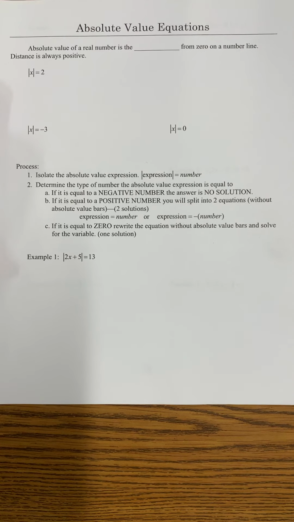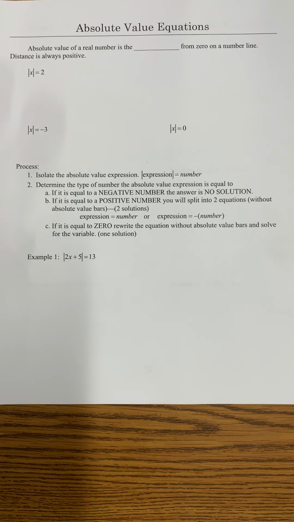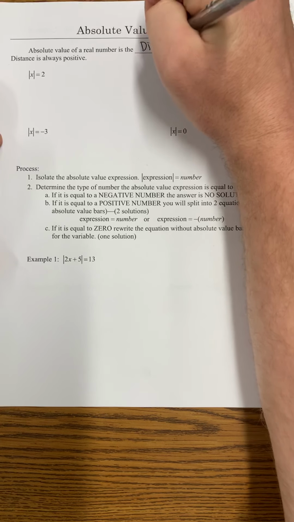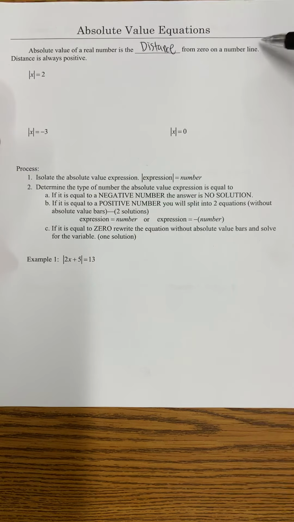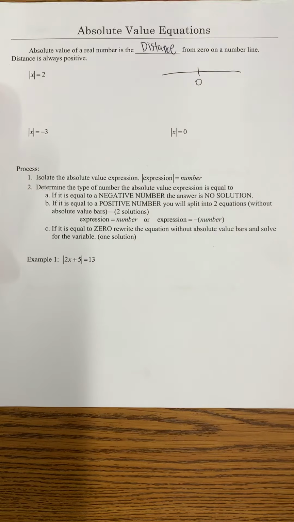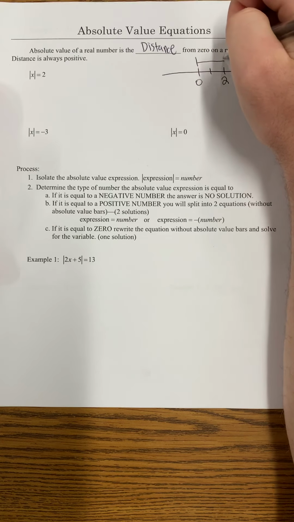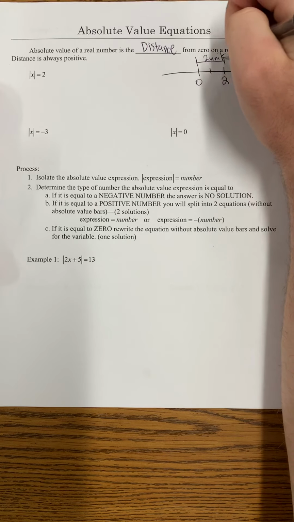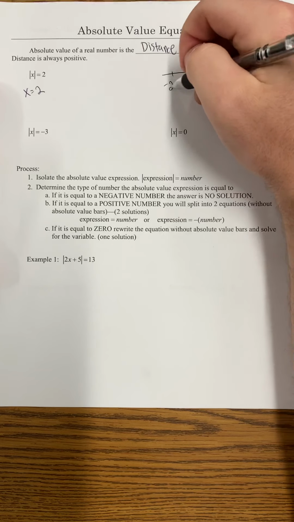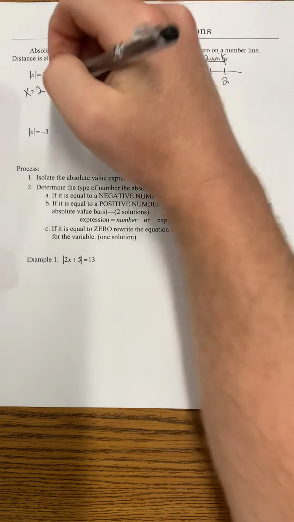In this video, we'll be discussing absolute value equations. From previous discussions, you should have known that the absolute value of a real number is the distance from 0 on a number line. So if we're looking at the absolute value of x equals 2, what could x be? Well, here's 0. Most of us say, well, x could be 2 because 2 is 2 units away. So in this case, x could be 2. But x could also be negative 2 because that's also 2 units away.